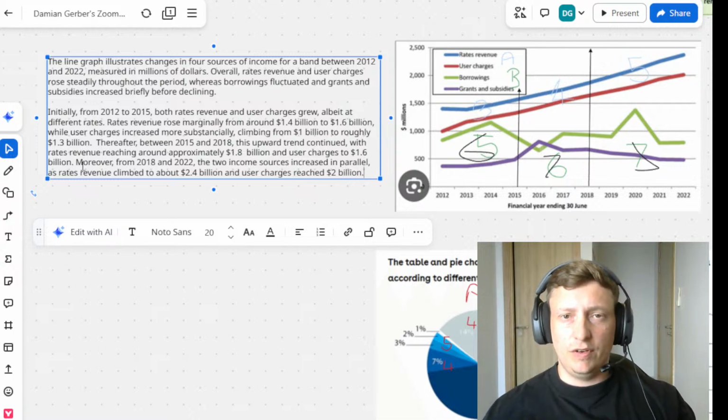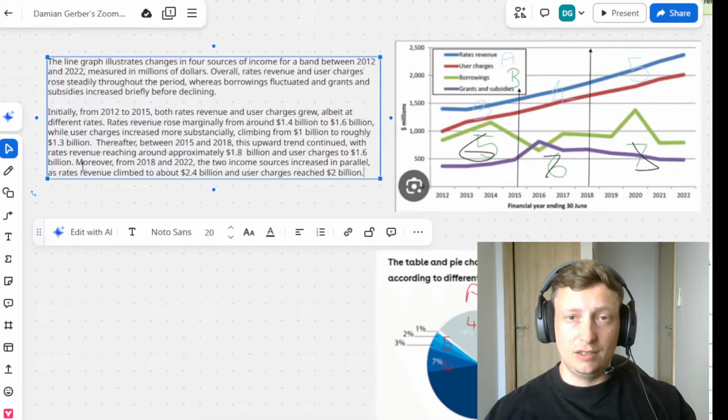Okay, first main body done. Definitely the easier of the two main bodies because they're following a very similar fashion. So this comparative paragraph here was really describing how two pieces of data are doing the same thing throughout.